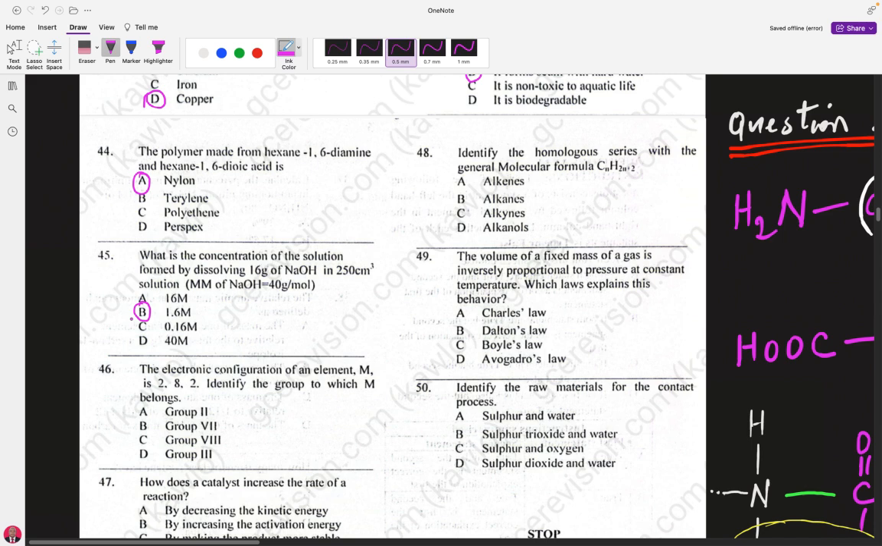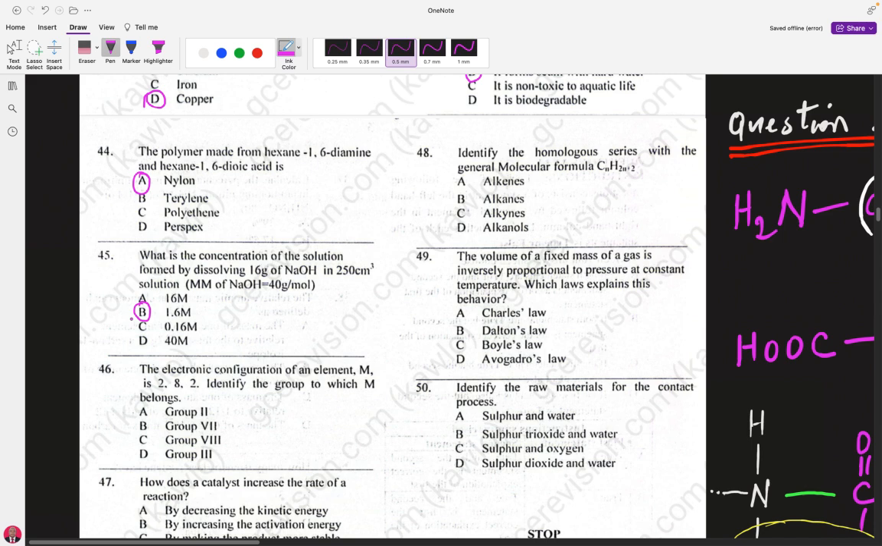Group 4 or group 14, group 4 has 4 valence electrons. Group 5, they have 5 valence electrons. Group 6 have 6 valence electrons. Group 7, that is the halogens, they have 7 valence electrons, or the outermost electrons. Group 8, they have a full octet of electrons. That's why we call them group 8 or group 0.